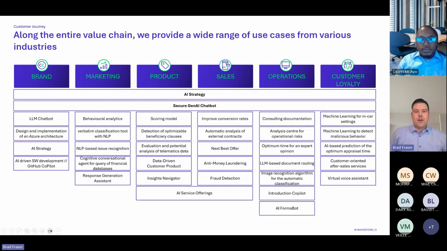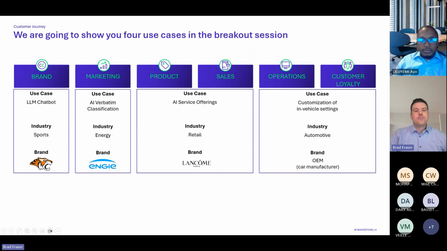So as discussed earlier in the webinar, Wavestone has worked on a wide variety of use cases across the entire value chain and across industries. During this breakout session, we'll be walking you through 4 use cases that span the entire value chain and serve a variety of customers and needs. We'll start out in the world of sports with an LLM for enhanced interaction with fans, then dive into an AI-enhanced customer satisfaction dashboard that was created for an energy company. We'll then look at an AI-supported service that provides customer product recommendations, and finally wrap up the session with a use case on using AI to predict customer preferences for an automotive manufacturer.